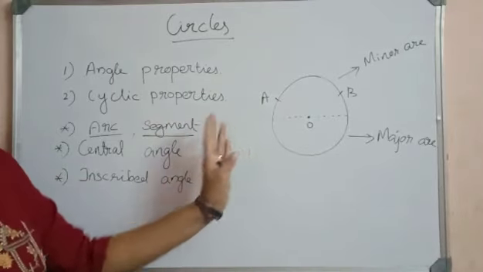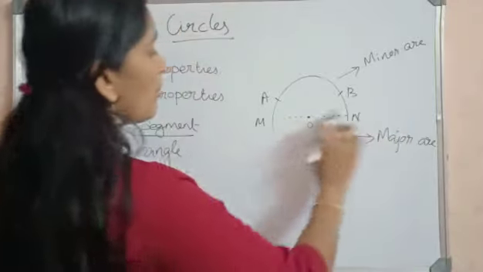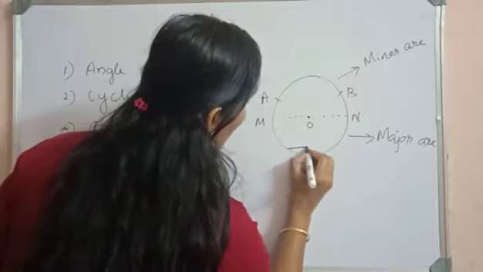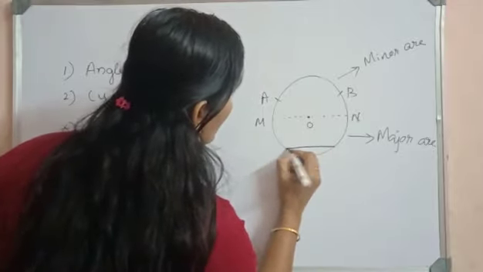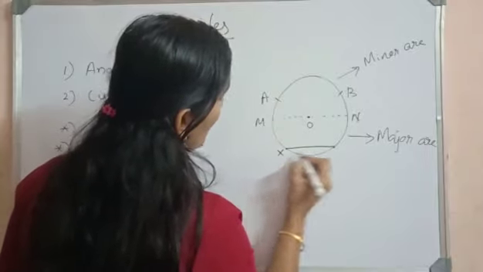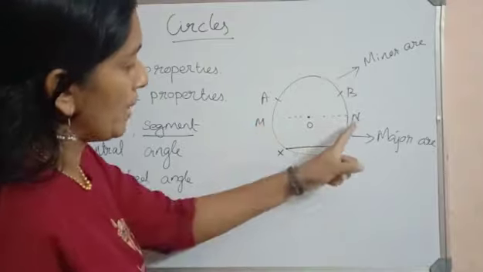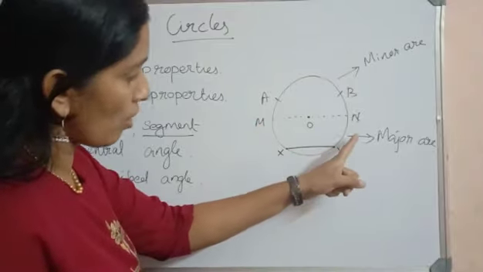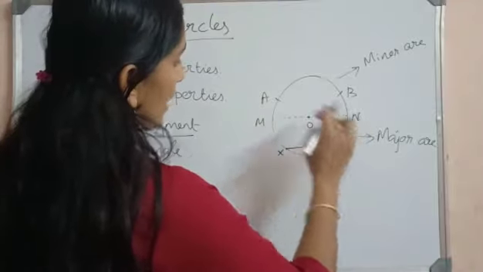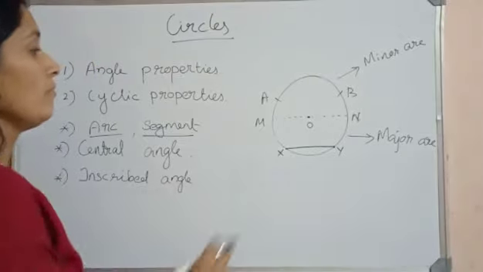And here we know that MN is the diameter of the circle. We know that the line segment joining any two points on the circumference of the circle is called a chord. Here XY is a chord. And if you consider MN, MN is also a chord and it is the diameter of the circle. And this MN, that is the diameter, is the biggest chord of this circle.